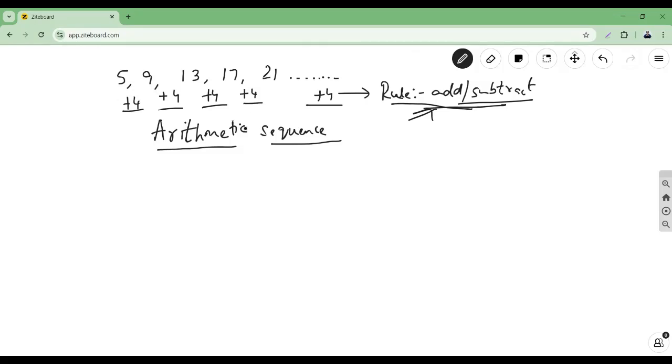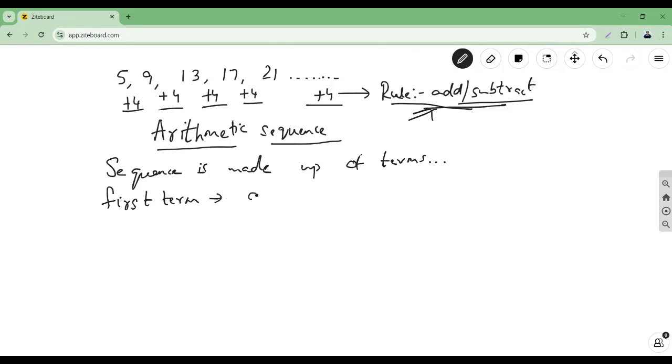Now, when it comes to arithmetic sequence, whenever we introduce a new topic, we give names to certain things, right? First of all, let me tell you what a term is. A sequence is made up of terms. That means 5 is a term, 9 is a term, 13 is a term, 17 is a term, okay? So the sequence is made up of terms. In the arithmetic sequence, the first term is denoted, or given a name, A. And there's something called a common difference.